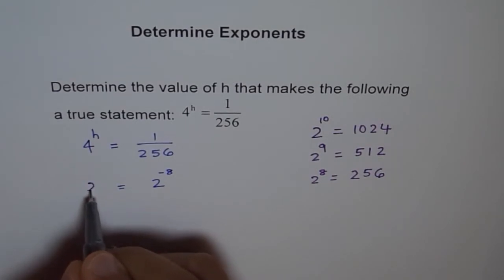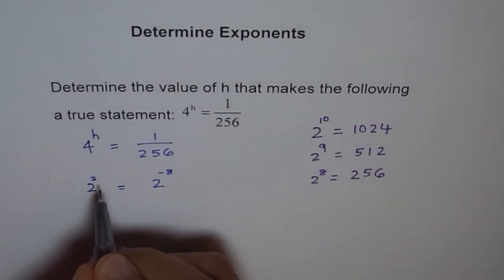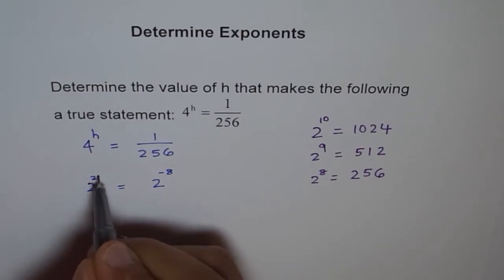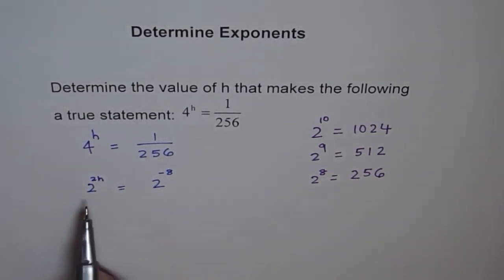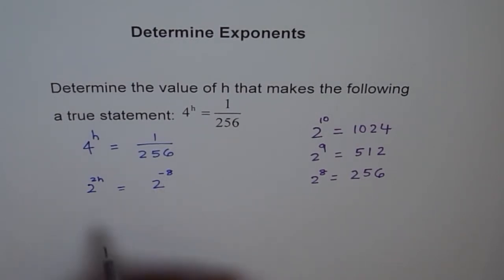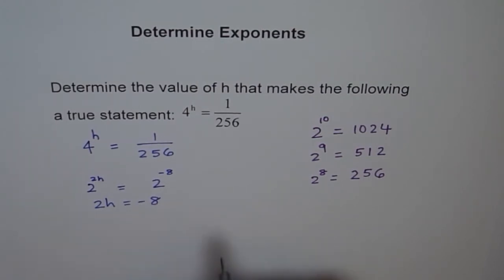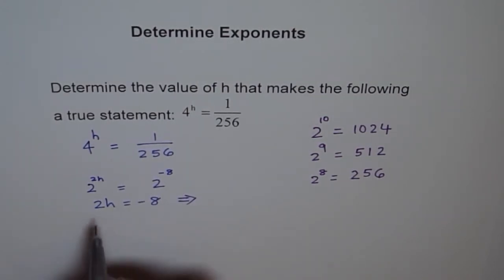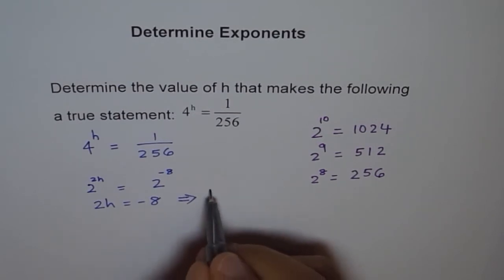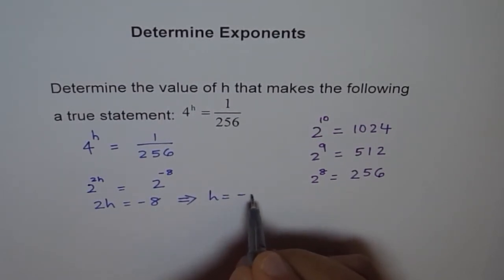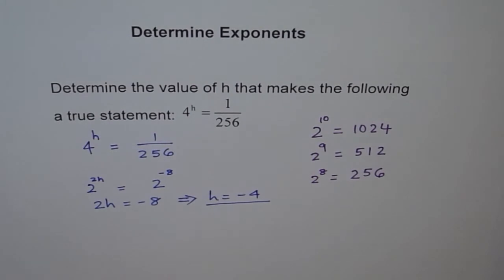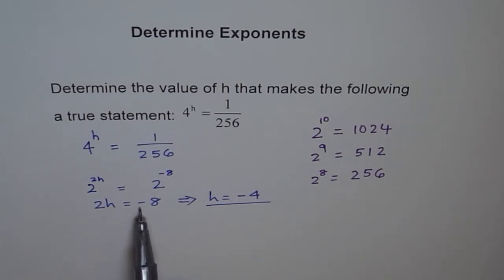And as I said, 4 can be written as 2 to the power of 2, and there's already h there. So it becomes 2h. Is that okay? So 2 to the power of 2h is equal to 2 to the power of minus 8. This implies that 2h is equal to minus 8. So how much is h equal to? h is equal to minus 4, correct? So that's our answer. Do you see how we got it? We divide both sides by 2 and we say h is equal to minus 4.